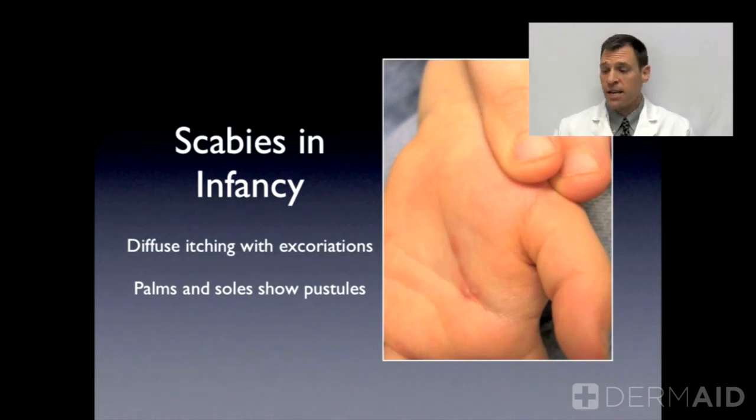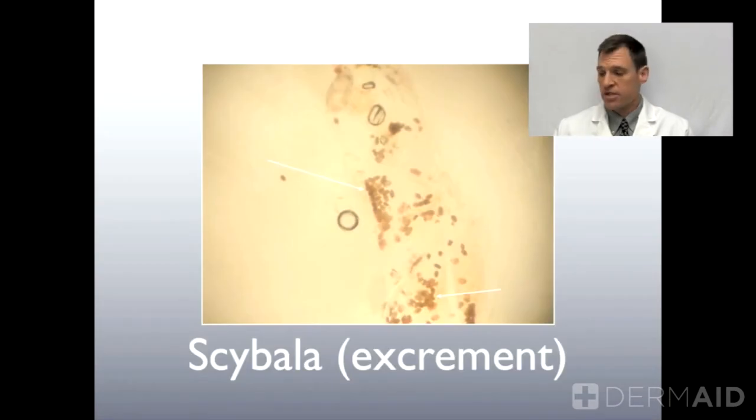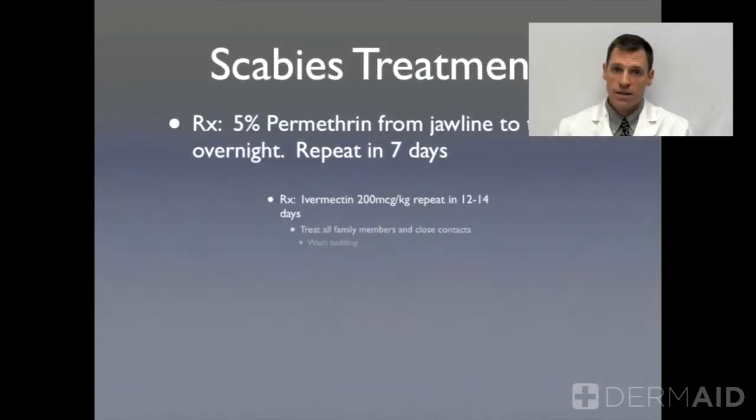In infancy, it can have a different presentation. In fact, an itchy rash with pustules included on the palms and soles should make the physician think of scabies. Here's a scabies prep showing scybala, and the arrows highlight the scybala.